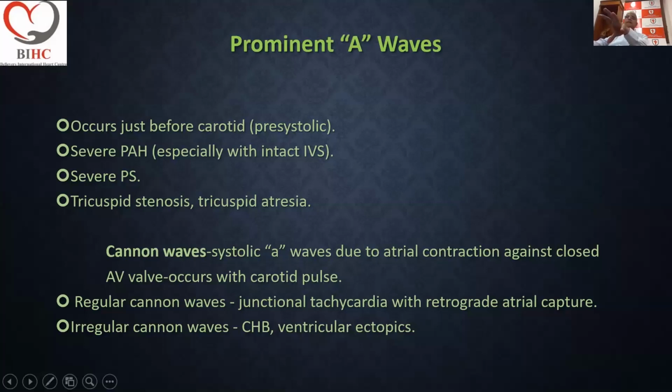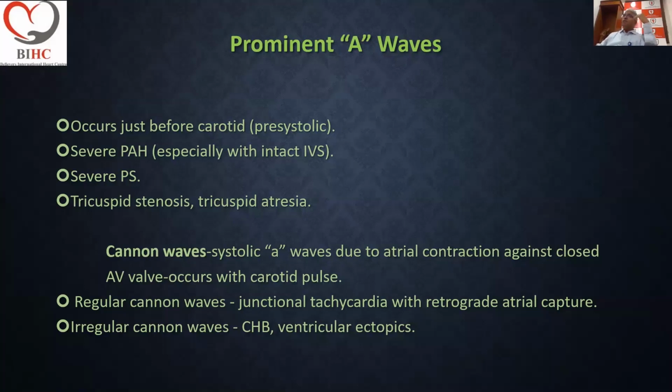I would only say that some parts of physiology in relation to the jugular venous pressure are still relevant in children. Think of prominent A waves. They are atrial contractions. So to recognize that it is a prominent A wave, you have to feel the carotid, and the A wave is felt just before the carotid pulse is felt. It is pre-systolic. So a prominent A wave may be seen with severe pulmonary hypertension, especially if the ventricular septum is intact.